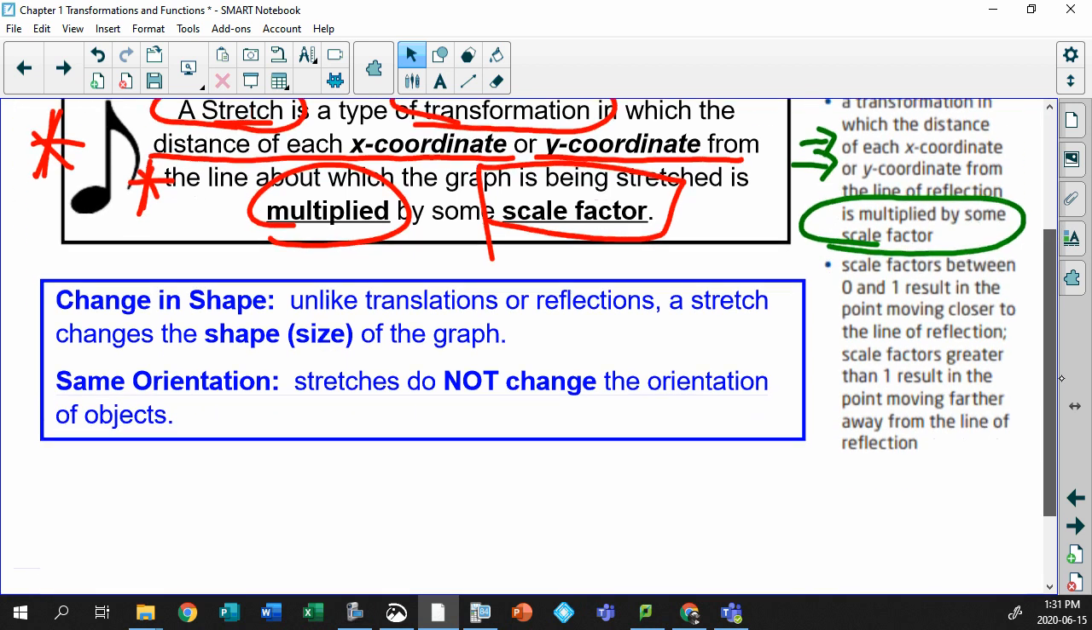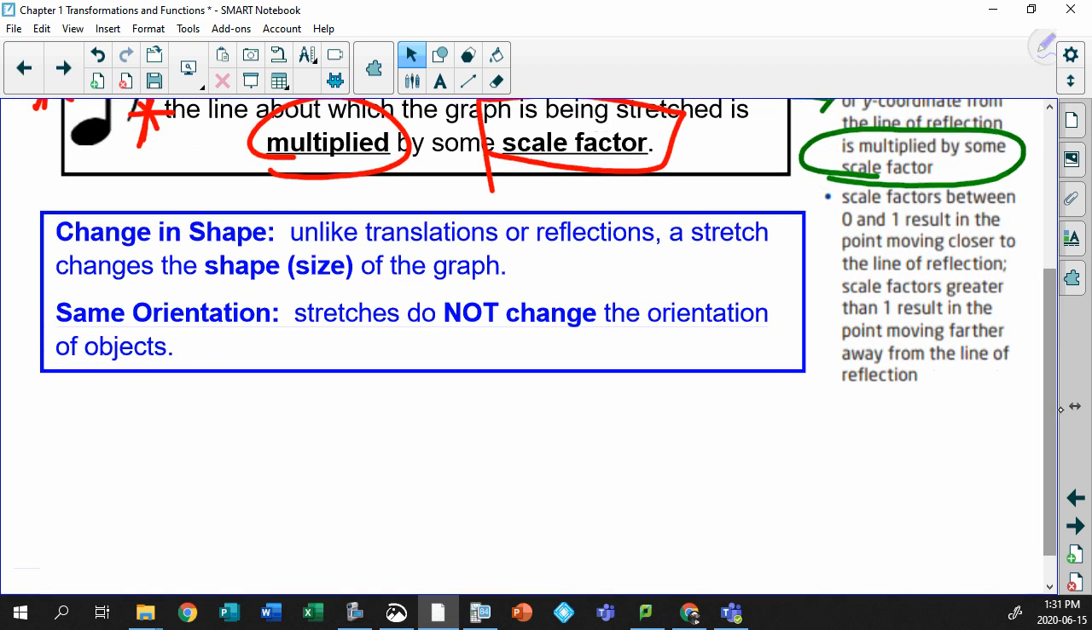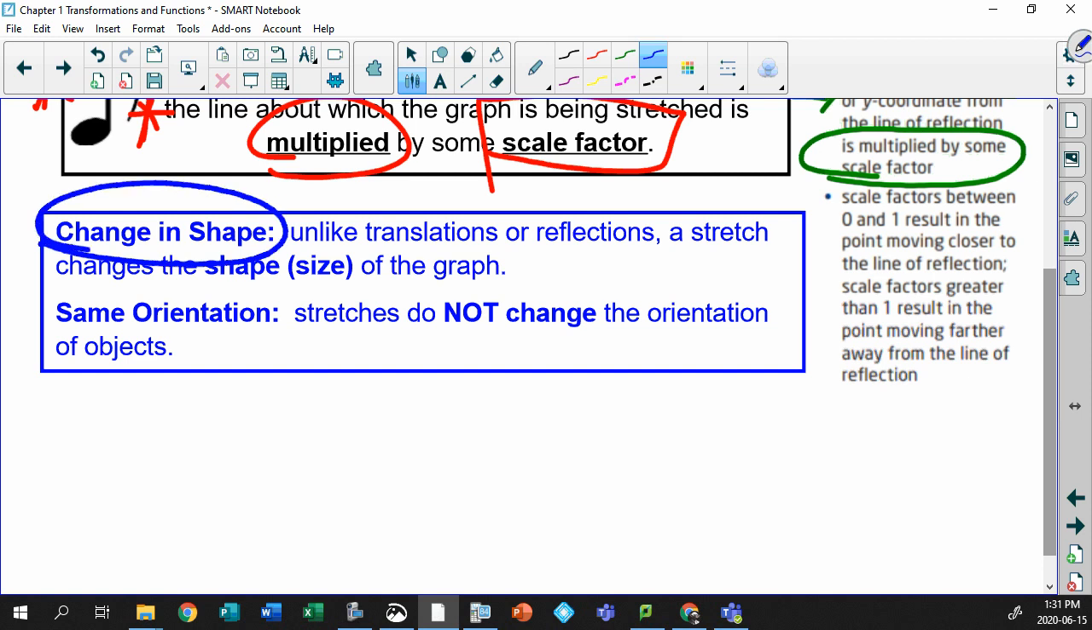A couple things to note. Are we going to have a change in shape? Absolutely. We get narrow or wide. So this is unlike a translation or reflection. A stretch actually changes the shape. But here's something that's interesting. The orientation does not change.